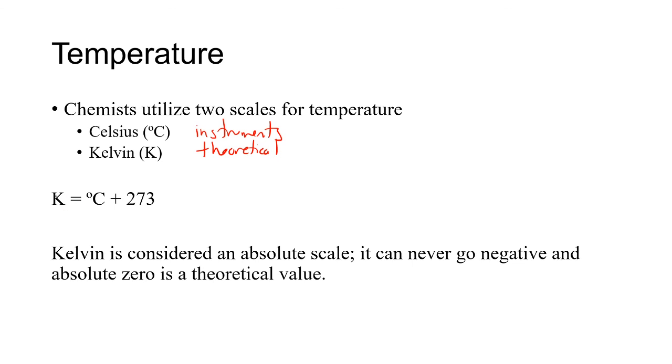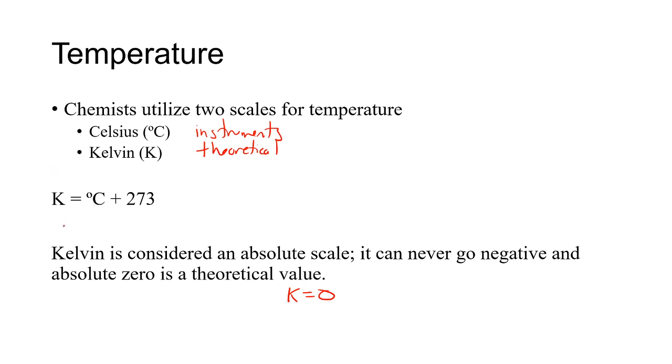So to do that, Kelvin is equal to whatever the Celsius temperature is plus 273. And again, we want to use Kelvin because Kelvin is considered to be an absolute scale, which means Kelvin can never go negative. It can only be positive. Absolute zero, or when Kelvin is equal to 0, is a theoretical value in which the molecules or the atoms of whatever sample you have just stop moving. They totally come to a complete halt, which has never actually been done. It's entirely theoretical, but it's the standard that we use.